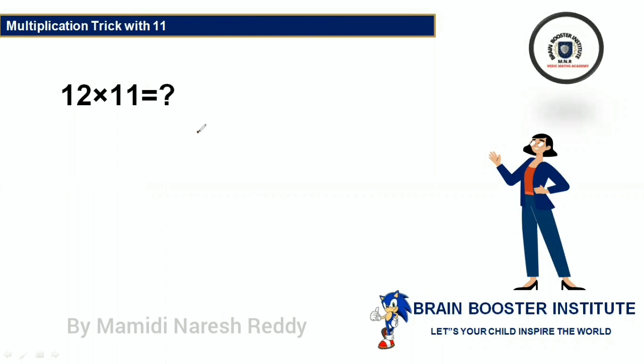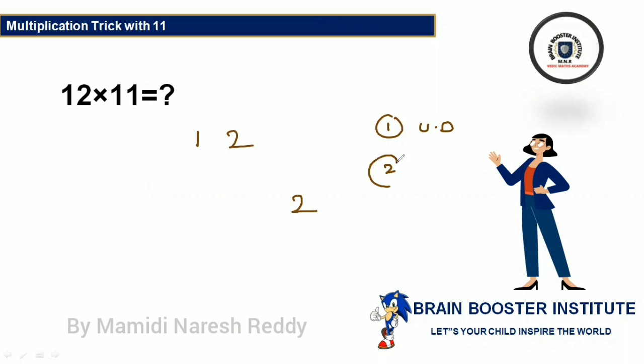First of all, please write the given number. When it comes to a two-digit number, it completes within 3 steps, my dear friends. So let's go with the steps now. Step one, copy the unit digit number. So directly I'm copying the unit digit number, that is 2.